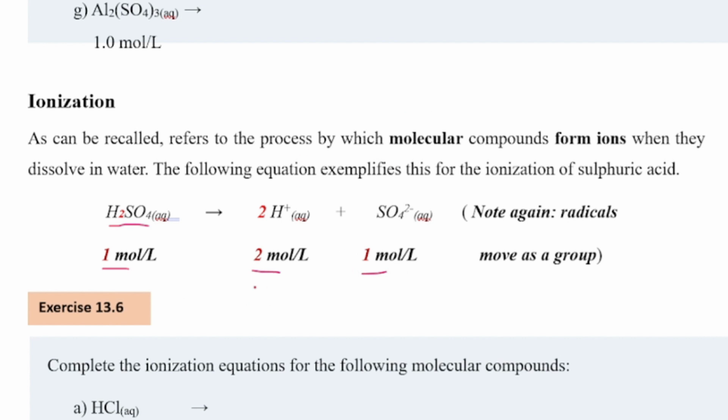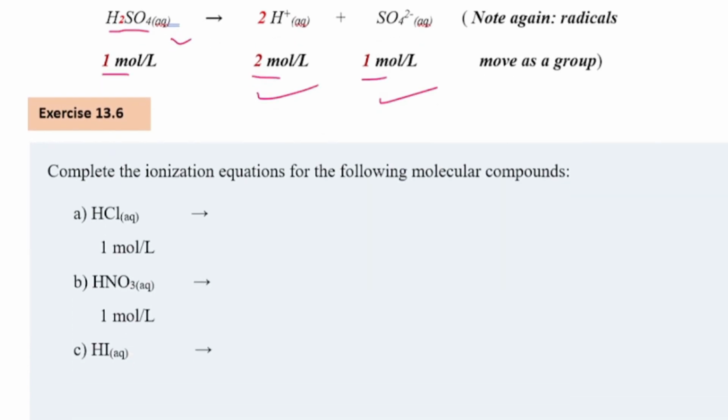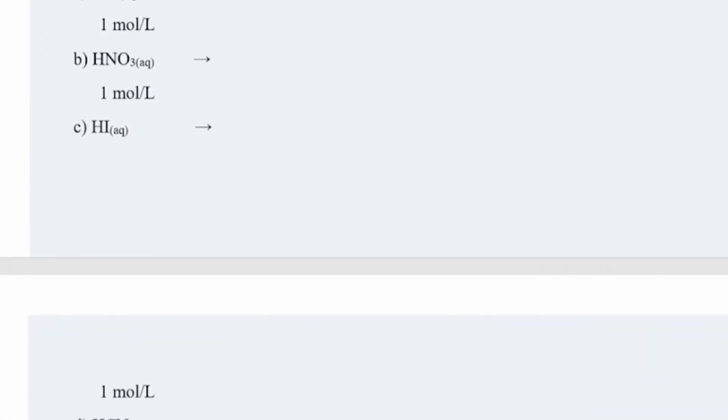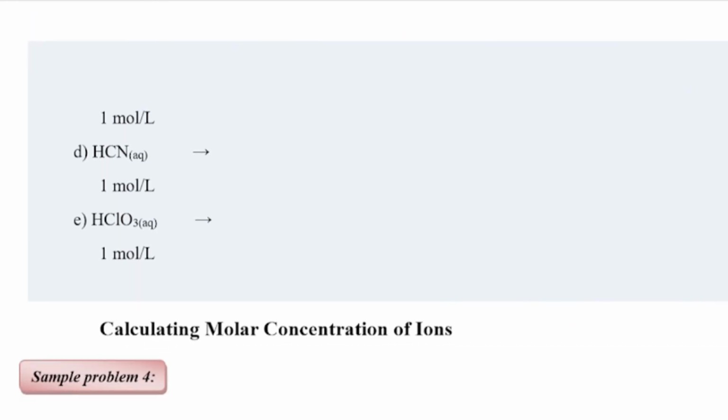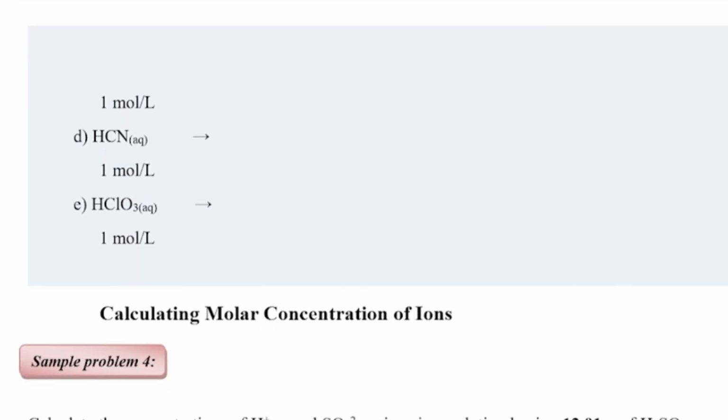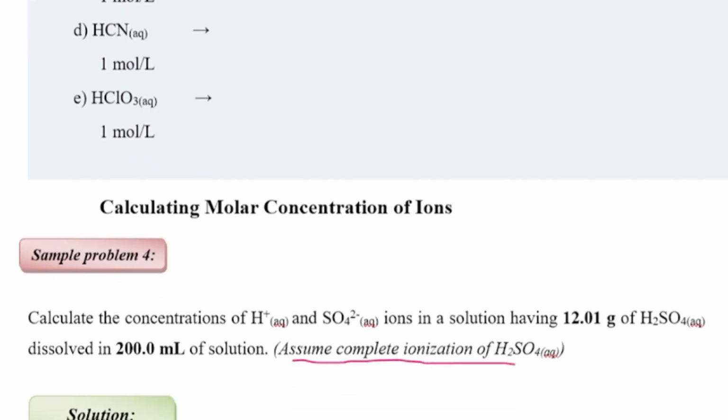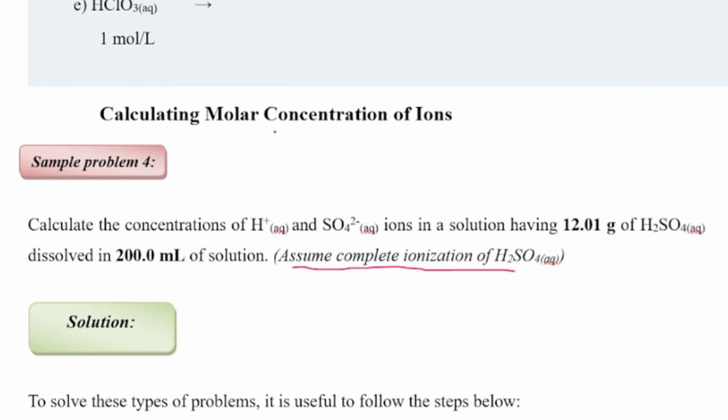So if we give you something like this, we're assuming that sulfuric acid ionizes completely. We're getting 2 full moles of that and 1 mole of that. And here they give you that again, to do something like that, some more to show the ionization equation. Now we're going to show you how we go about calculating molar concentration of ions. Okay? So we do a real problem here.